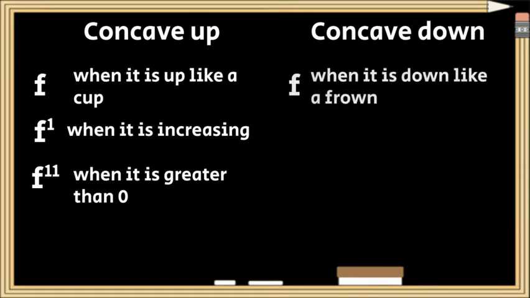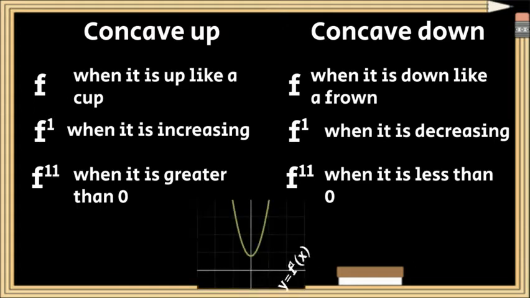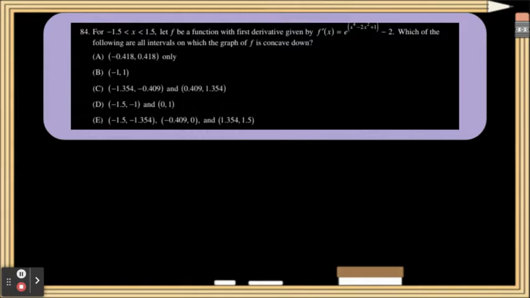When you are looking at concave down, f is concave down when it is down like a frown. F prime, when it is decreasing, is concave down, and f double prime, when it is less than 0, is concave down. So, in this graph on the bottom, where y equals f prime of x, the slope to the left of the x-axis is decreasing, and because you're looking at f prime, it would be concave down. And when you are looking at the right of the x-axis, it is increasing, and it is f prime, so it is concave up.